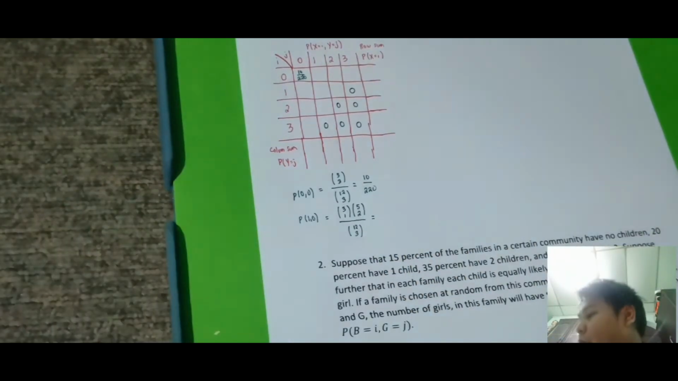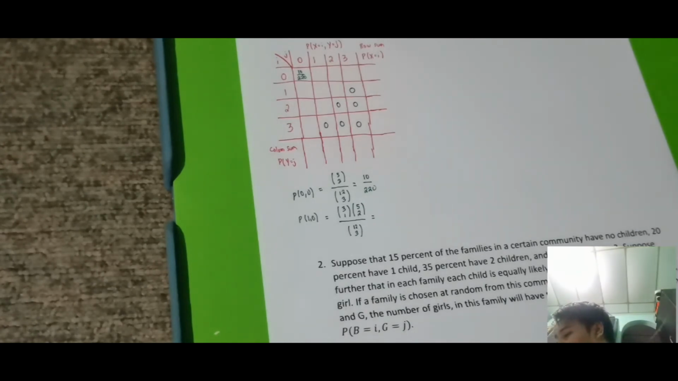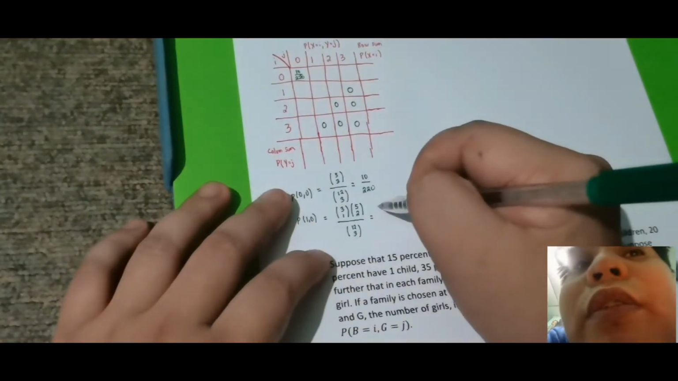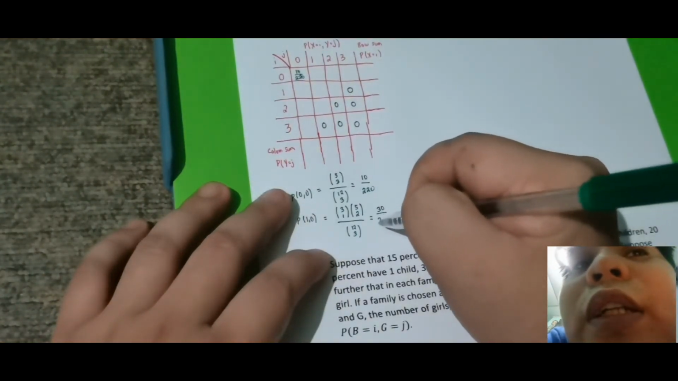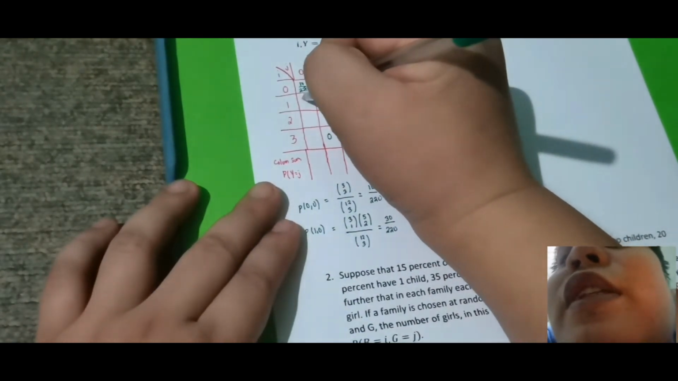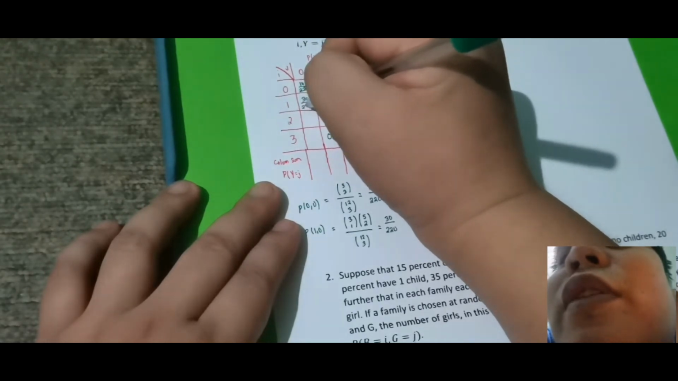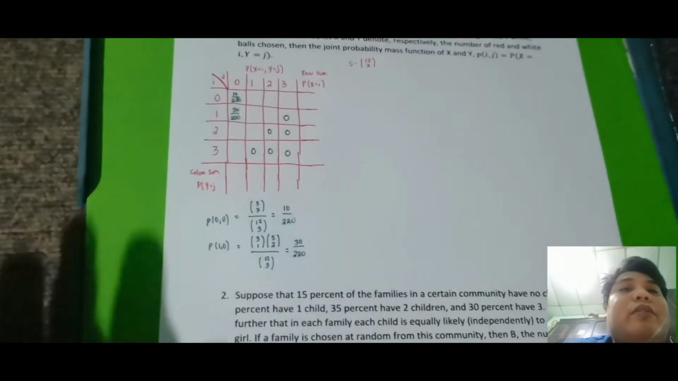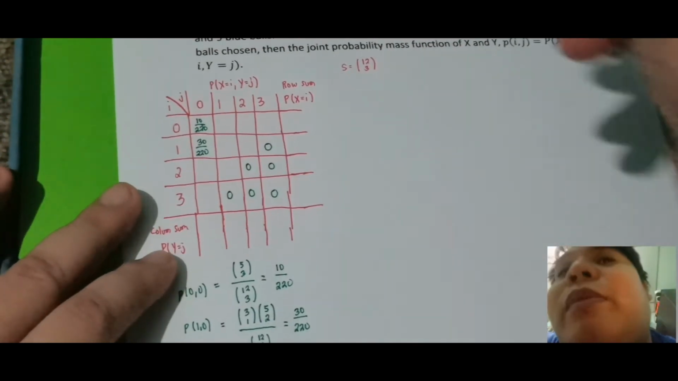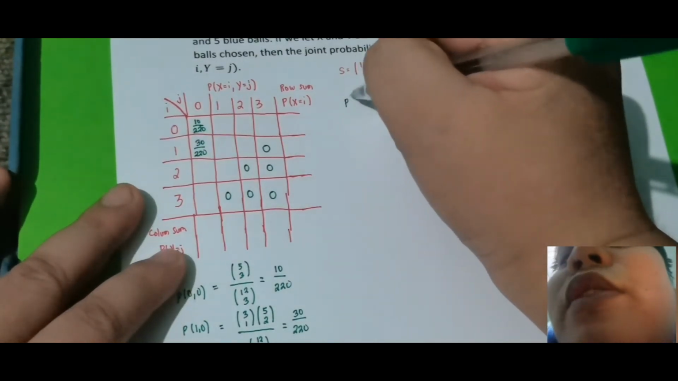Sorry, wait ko lang, check ko yung ilan yung bola. Tama lang pala. Okay, so (1, 0), that is simply 30 over 220. So this is 30 over 220. Pasensya na, try ko ilapit para makita nyo. Okay, so next is the probability. Medyo matagal, no? Pasensya na.